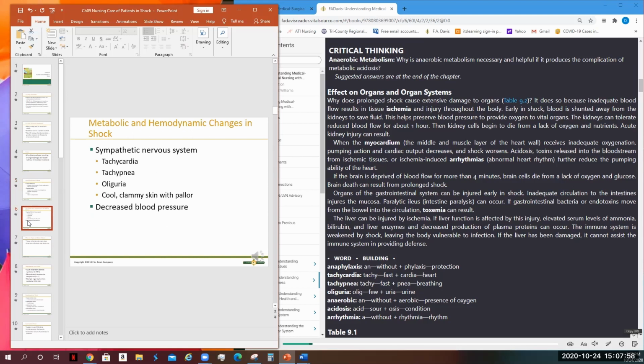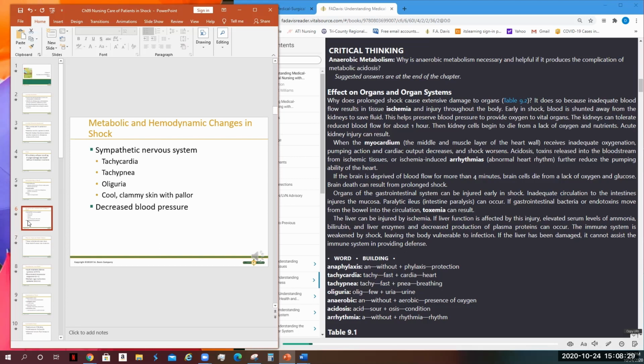When the myocardium, the middle and muscle layer of the heart wall, receives inadequate oxygenation, pumping action and cardiac output decrease and shock worsens. Acidosis, toxins released into the bloodstream from ischemic tissues, or ischemia-induced arrhythmias, an abnormal heart rhythm, further reduce the pumping ability of the heart.